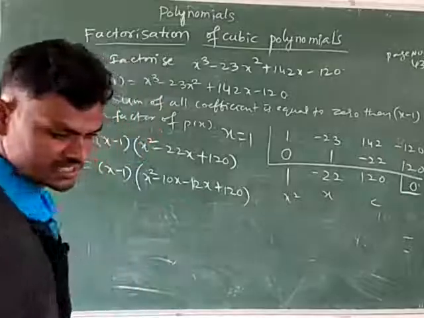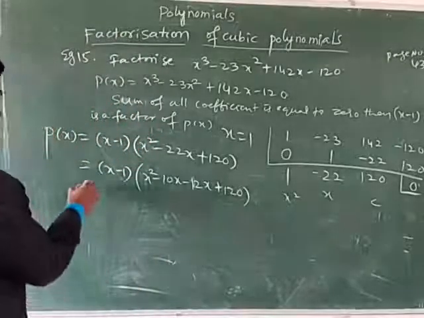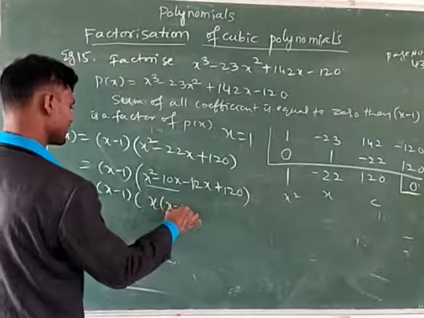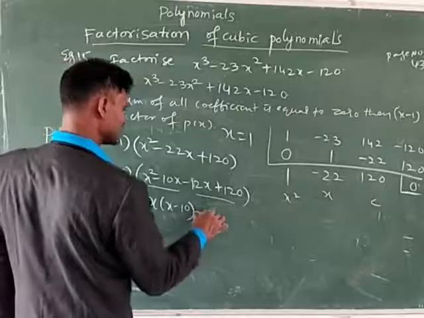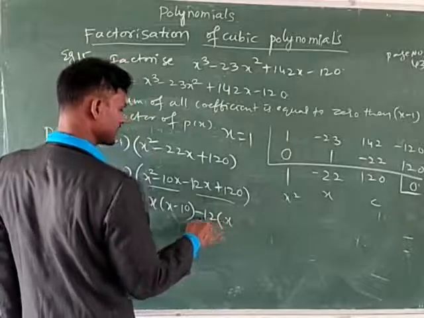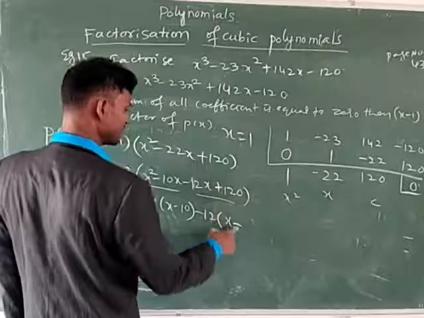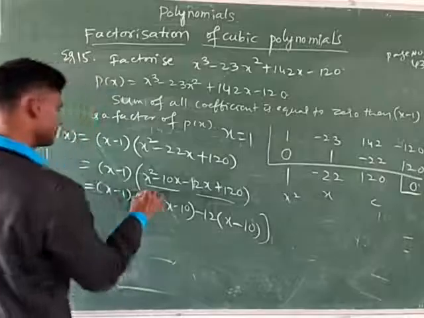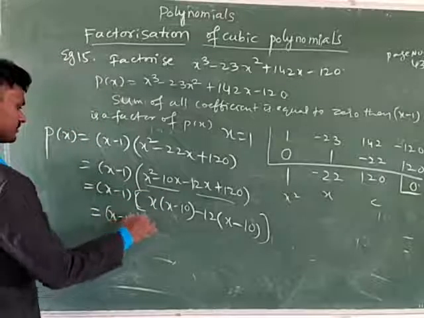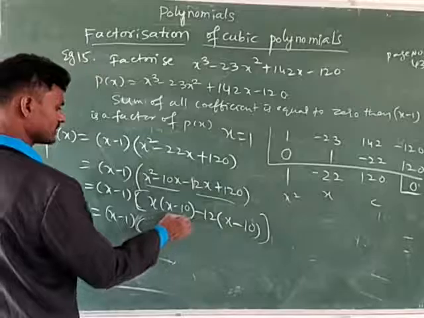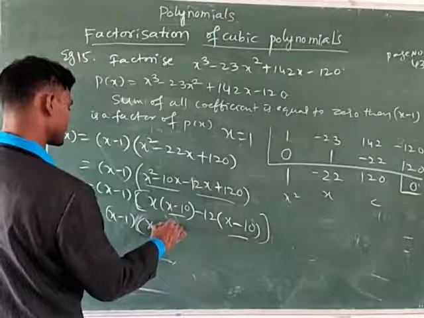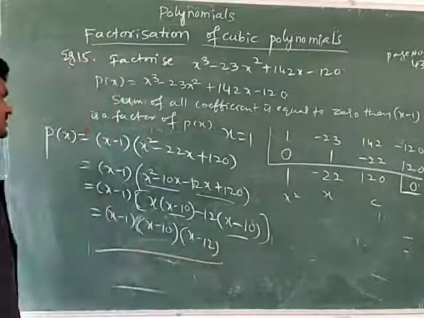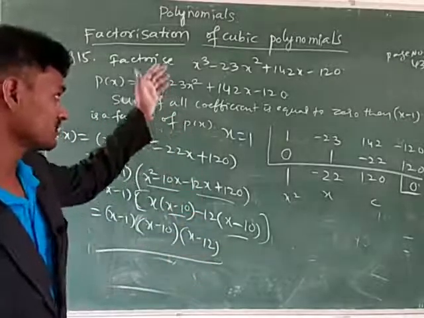This is one of the easiest methods. Then you have to write x minus 1 into, in these two terms you have to take common, x minus 10. In these two terms you have to take common minus 12; minus into minus, plus, 12 into 10, 120. Now x minus 1 into, here x minus 10 is common, you have to take x minus 10. Now remaining is x minus 12. This is the factorization. All the children, you have to follow this method, it is very easy.